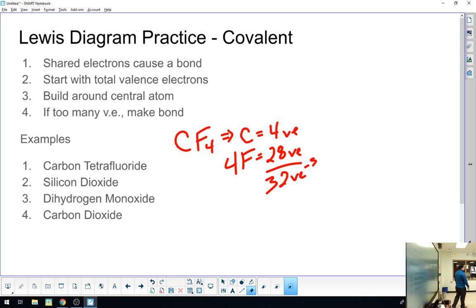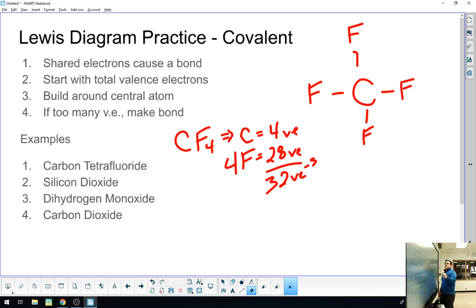We good there? When I draw my diagram, we are going to have all 32 of these valence electrons accounted for. So if we think about carbon tetrafluoride, the central atom, what's going to be in the center of everything, is going to be carbon. It doesn't make sense for fluorine to be in the middle because there are 4 of them. You can't have 4 things in the middle. Carbon's going to be attached to these 4 fluorine atoms. Is everybody good there? We're going to assume that it's a single bond.